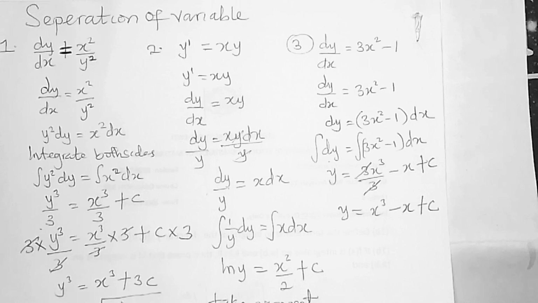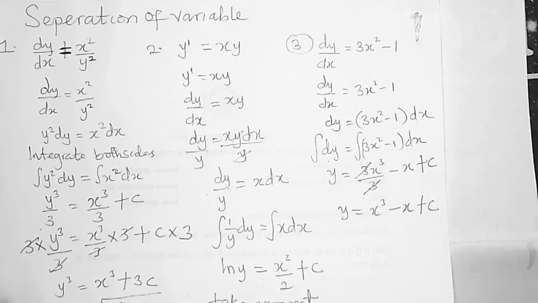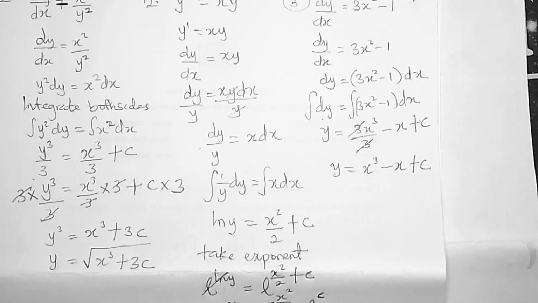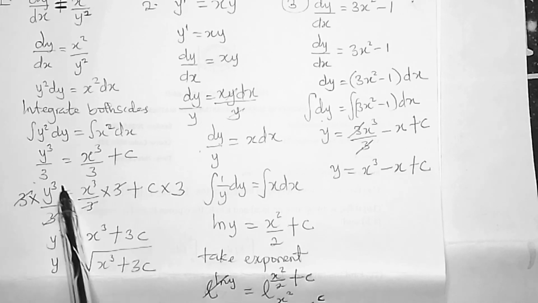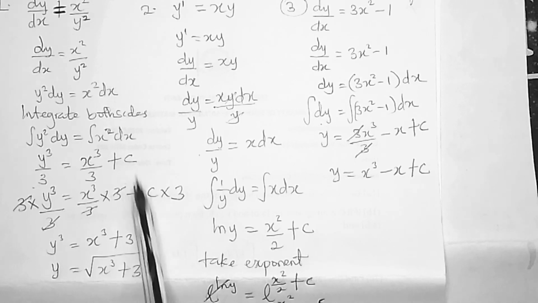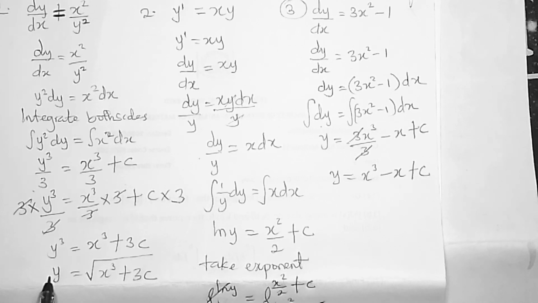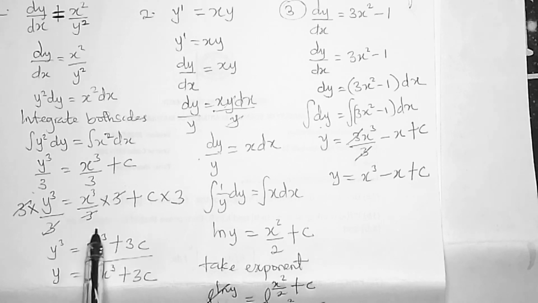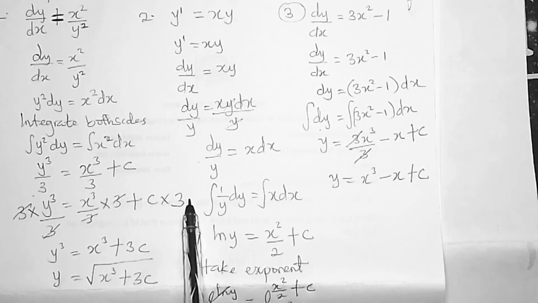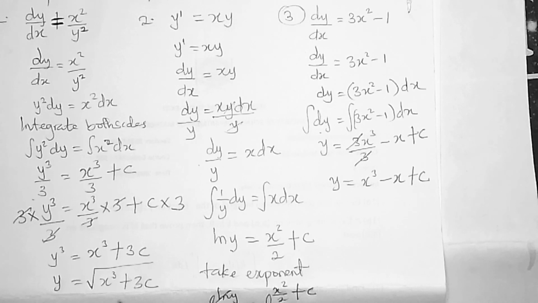Now you want to make y the subject of the formula. What is the first thing that is disturbing your y here? The 3 in the denominator. So how do you cancel that? You multiply through by 3. So if you multiply through by 3, you are going to have 3 multiplied by y cubed over 3, then x cubed over 3 multiplied by 3, and then c multiplied by 3. Then 3 will cancel 3, you are going to have y cubed, and then 3 will cancel 3, you are going to have x cubed. C multiplied by 3 will give you 3c, and that means y cubed equals x cubed plus 3c. So that is the first example.